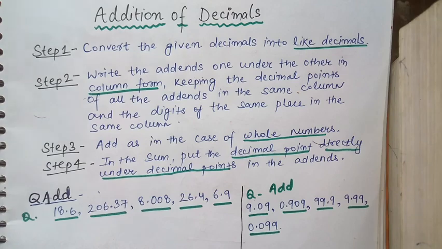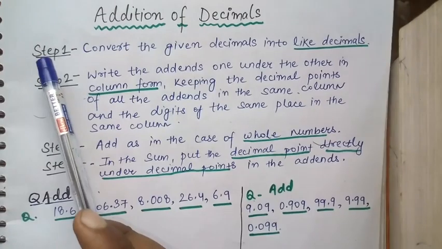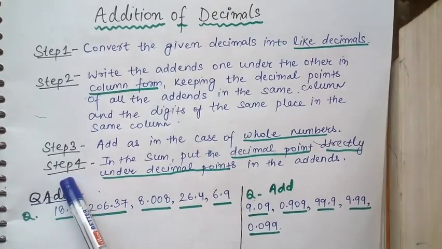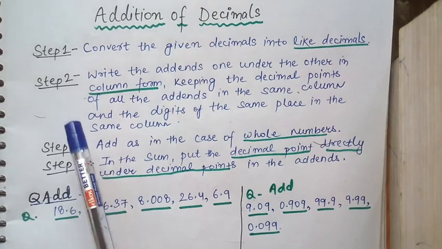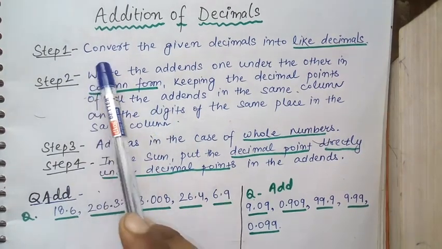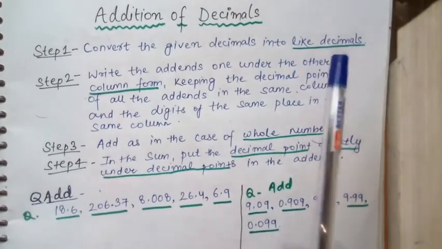Students, today we are going to deal with the topic addition of decimals. So addition of decimals involves these four steps. First step is convert the given decimals into like decimals.